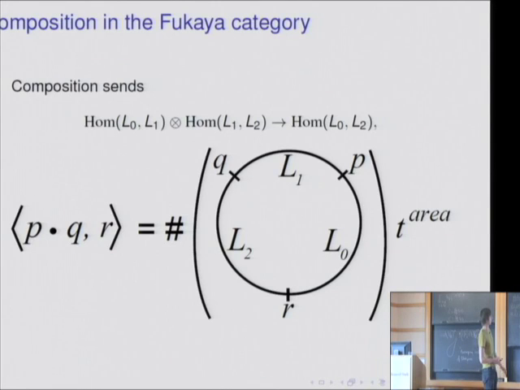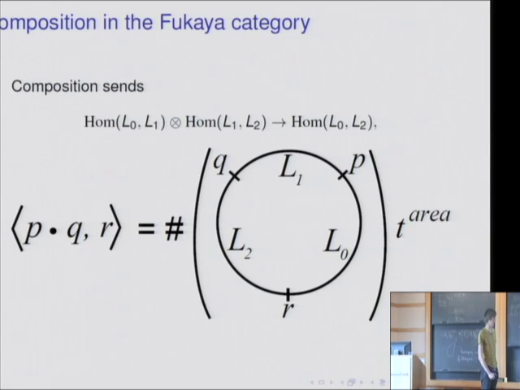So let me draw a picture just to show you what a composition map in the Fukaya category looks like. We've got some intersection point P between Lagrangians L0 and L1. So here's some morphism from L0 to L1. And some morphism Q, an intersection point between L1 and L2. Then the coefficient of the composition of these two, the coefficient of some morphism R, is given by a count of holomorphic disks mapping into a manifold with boundary on these Lagrangians, hitting these intersection points at the corners. And again, we weight by T to the symplectic area.